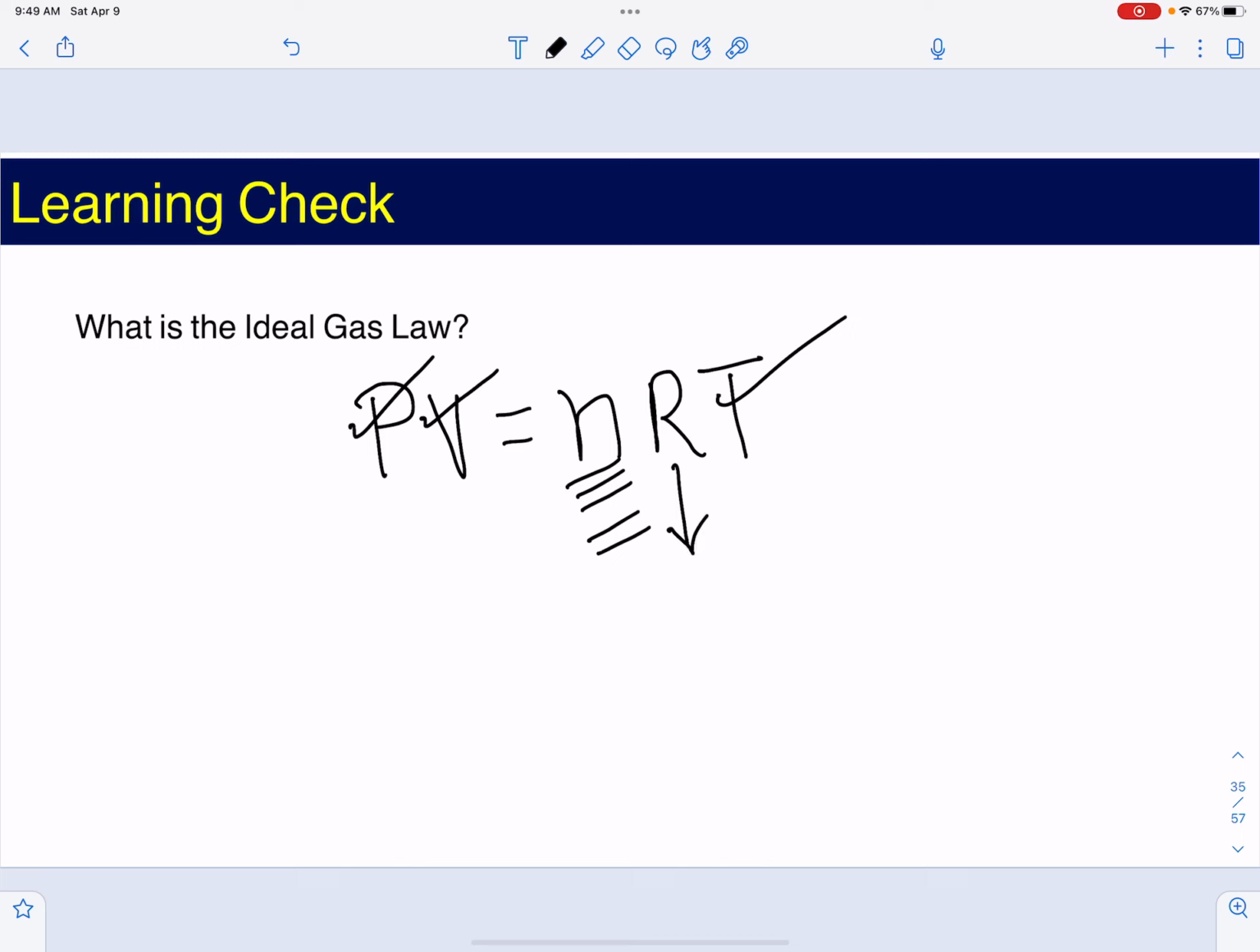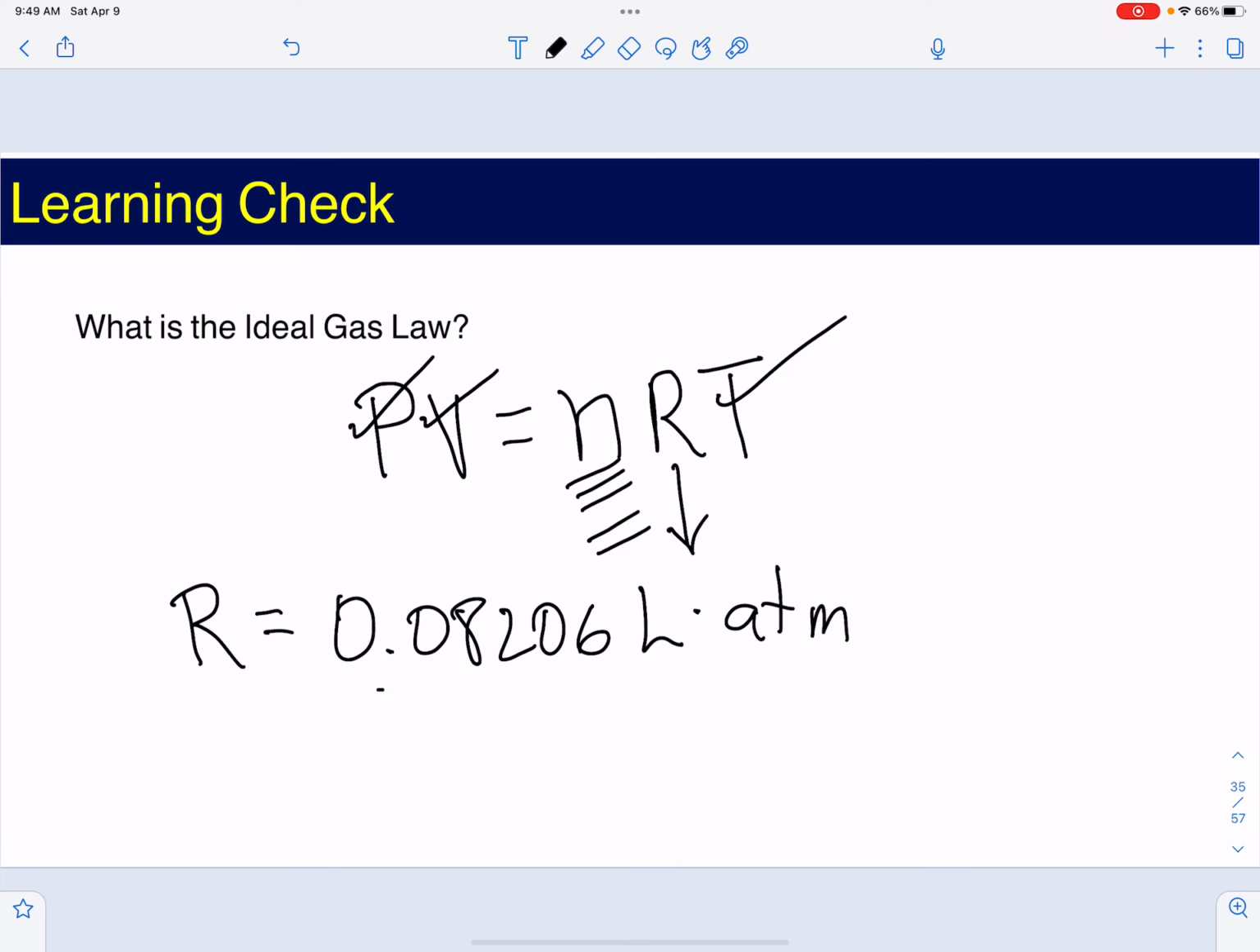And what is R? R is what we call the gas constant. This number needs to be there for this to make sense. So the R constant for the ideal gas law is going to be 0.08206 liters times atmospheres over moles times Kelvin. So the R constant is going to be that value when we're dealing with the ideal gas law.